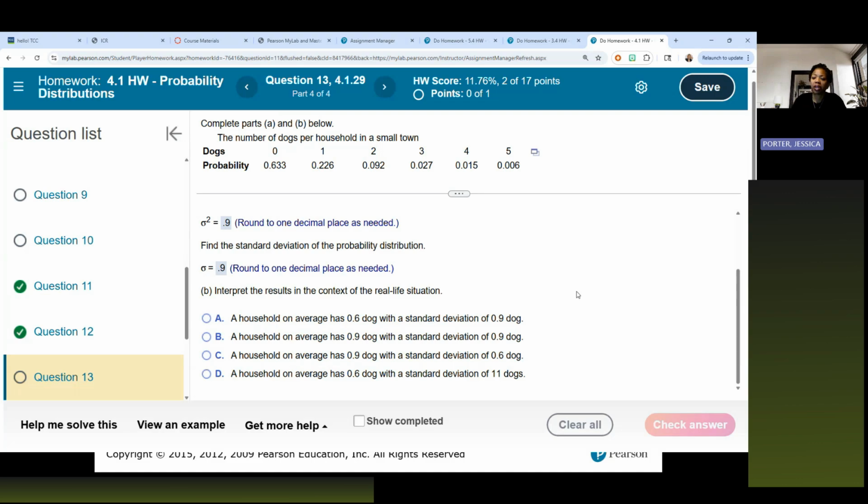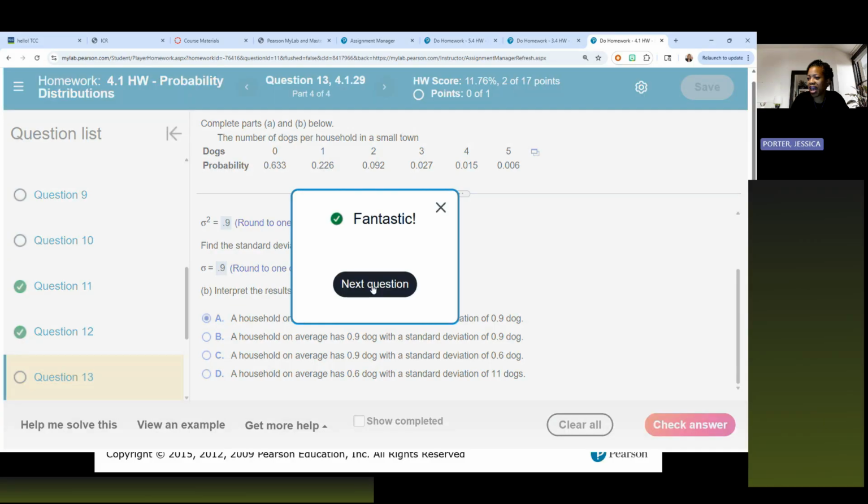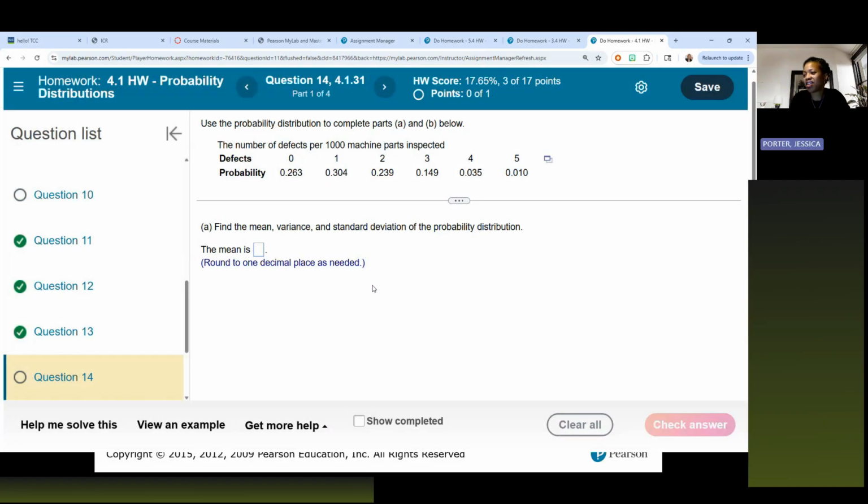What do you think? A, B, C, or D? I'll give you a chance to read those options. And our mean was 0.6, just in case. Okay. Lots of A's. Let's go for it. And fantastic. Fantastic. Okay.